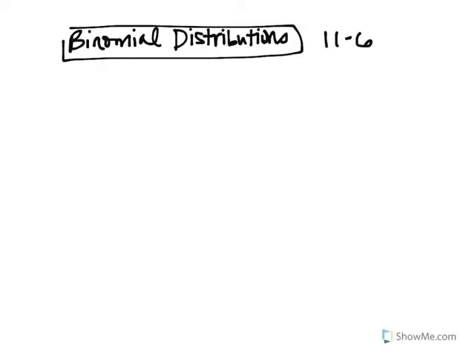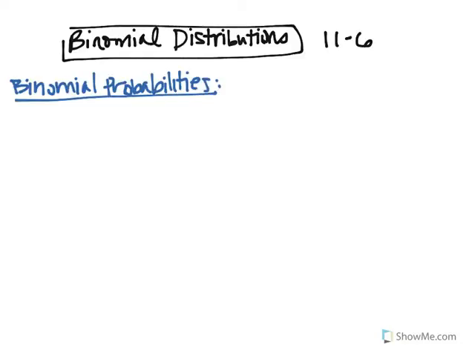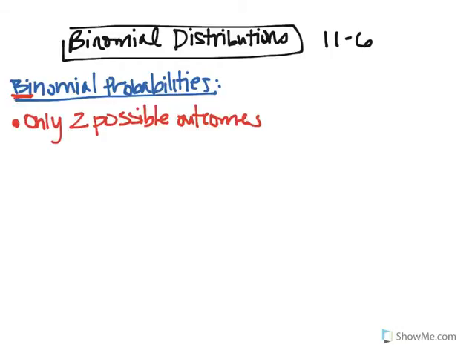This section's main focus is on binomial distributions. So the first thing we're going to talk about is binomial probabilities. And with a binomial probability, you only have two possible outcomes, thus the beginning or prefix of bi. And those two possible outcomes are either it being a success or a failure.